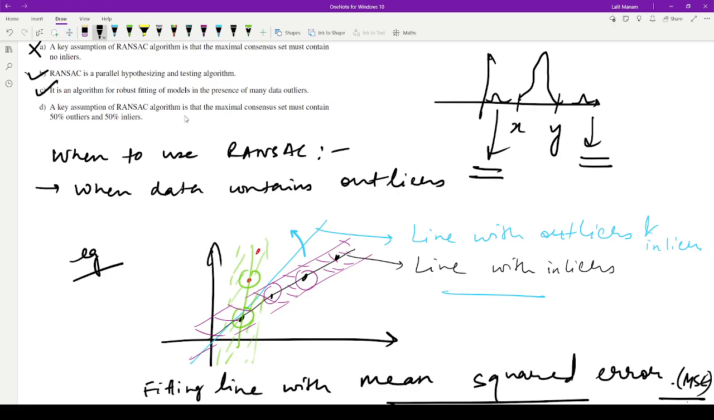What about D? It's talking about the threshold. The key assumption of the RANSAC algorithm is that the maximal consensus set must contain 50% outliers and 50% inliers. No, it should contain less than 50%. So this is wrong. I hope this part is pretty clear to you. We'll move on to the next question.